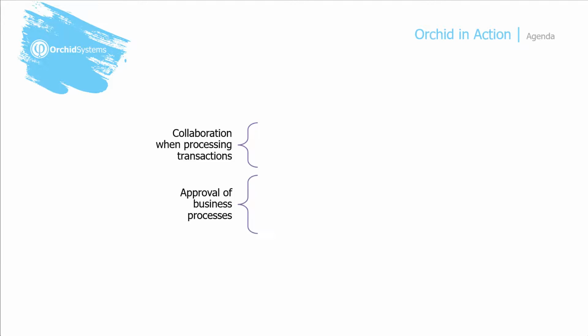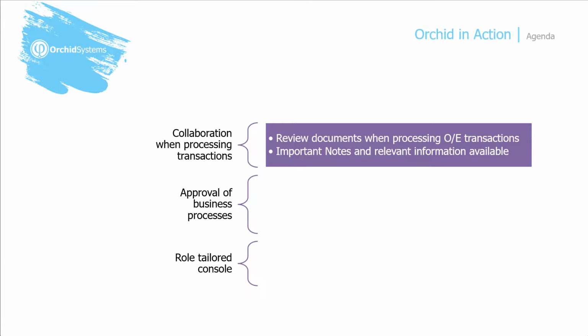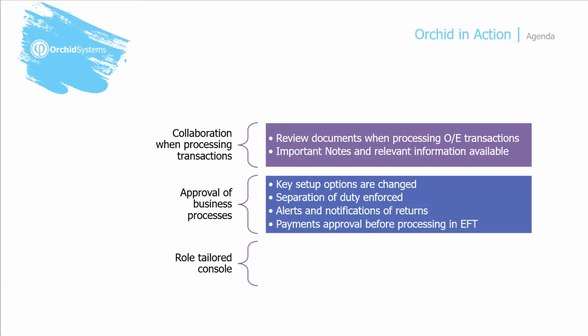This video is not a detailed training video, it's a presentation of tools and configuration that support Sage 300 setup. We'll look at collaboration when processing transactions, approval business processes, and role-tailored console. We'll see how to review documents when processing OE transactions, and make sure notes and relevant information are available. The type of business processes we'll look at approving are when key options are set up to ensure separation of duties is enforced, alerts and notifications when processing returns, and approving payments before processing EFT.